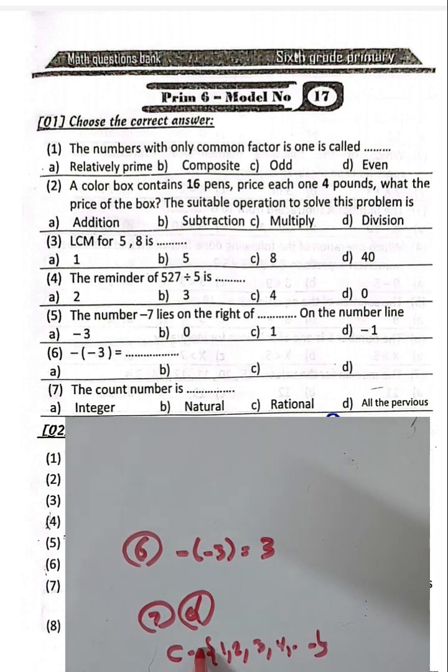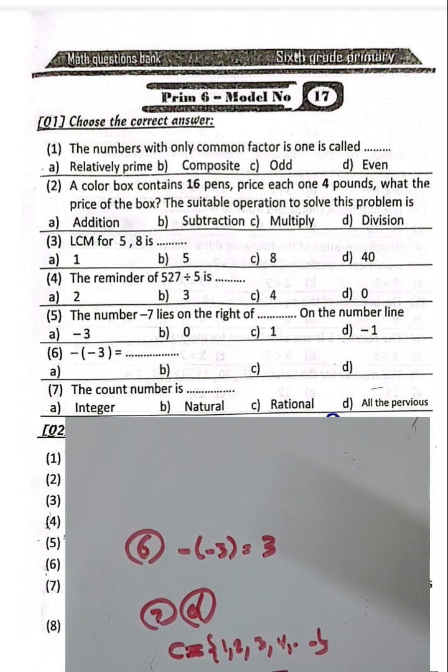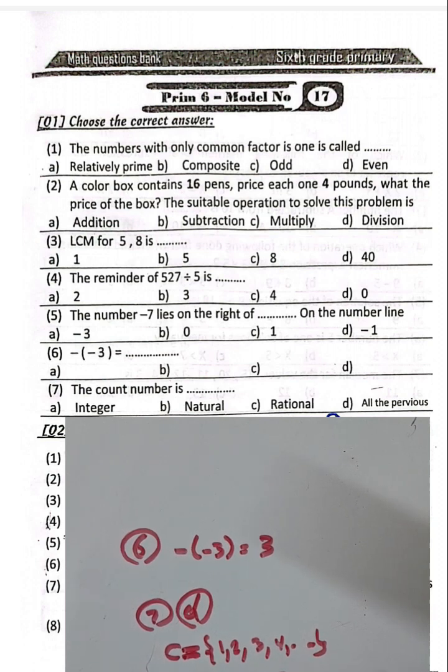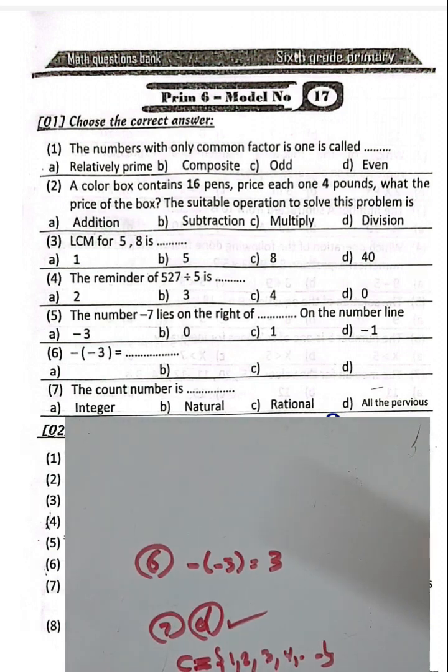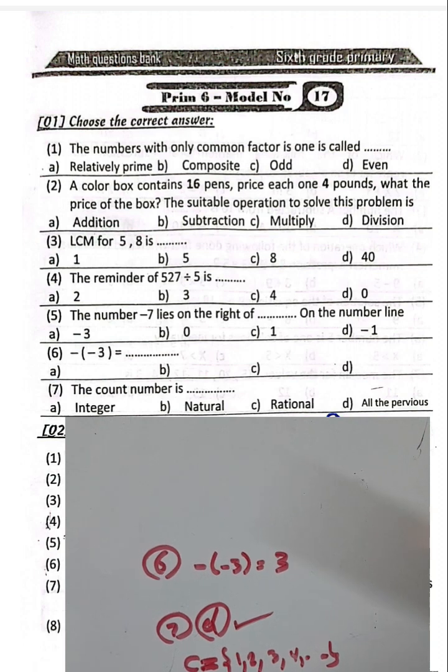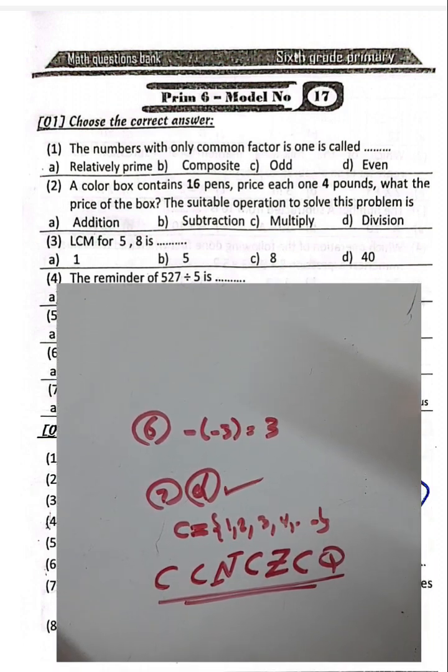Then the counting numbers are a subset of natural numbers, and natural numbers are a subset of integers, and integers are a subset of rational numbers. Then we must choose all of them. Choose letter D for this example. Okay. The result will be letter D.